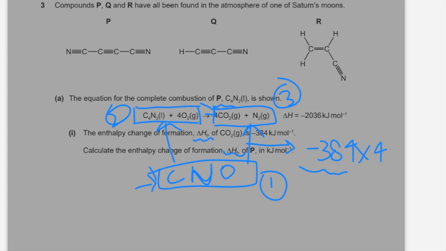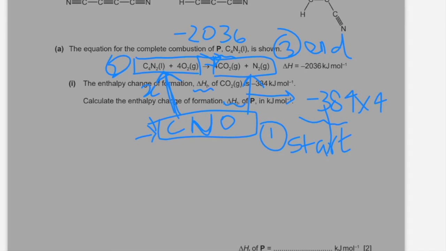Similarly, the arrow going from box 2 to box 3 represents the value negative 2036, which is the enthalpy change of reaction, and the enthalpy change of formation of P is X, using the arrow going from box 1 to box 2, since you form P on the reactant side. Now you have the start and the end.